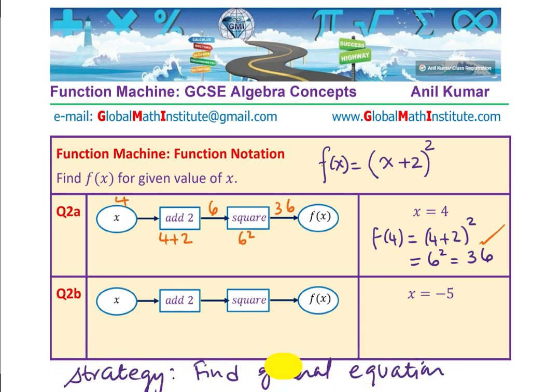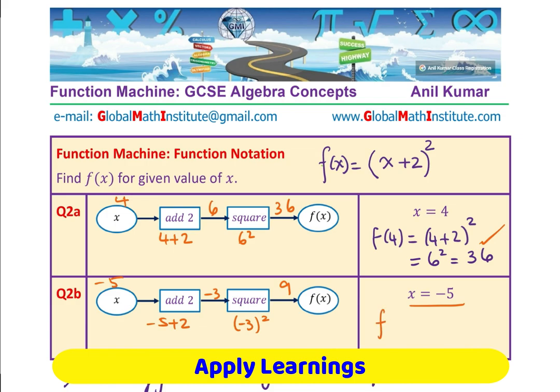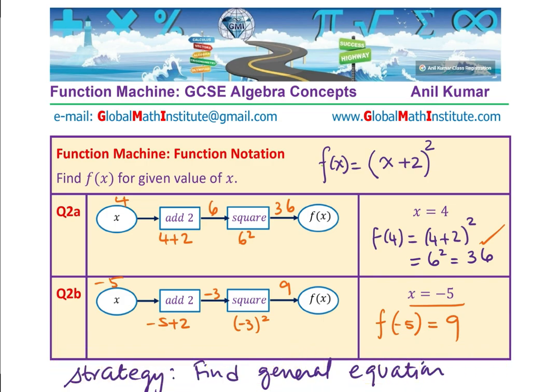So similarly, perform the next operation for value minus 5. Now if I put minus 5 here, then minus 5 plus 2 is going to be minus 3, right? And minus 3 square, you have to put minus 3 in the bracket to square, and what you get is 9. So f of minus 5 is equal to 9. Perfect. I'd like you to pause the video at this stage, substitute x as minus 5 and then check. But I hope you understood these two operations.